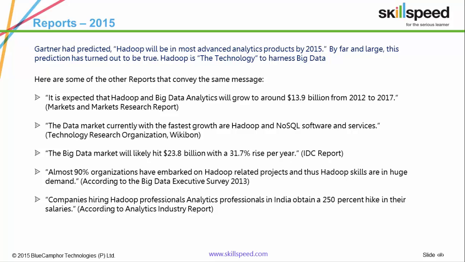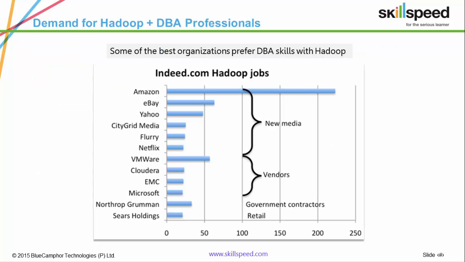The International Data Corporation depicted that the big data market will likely hit $23.8 billion, a 31.7% rise per year, the highest and the fastest growing in our technology sector. The previous reports also depict the growth in various fields like new media, vendors, government contractors, and retail sectors, which are opening up new job opportunities for Hadoop professionals, and these include dream firms like Amazon, Netflix, Microsoft, and many more. We know this because at Skillspeed we train employees of renowned corporations like Wipro, Cognizant, Policy Bazaar, Unisys, and many more.